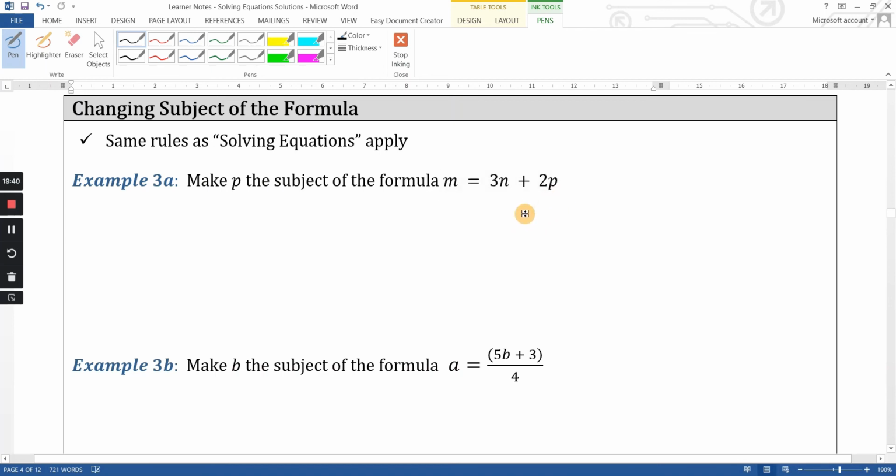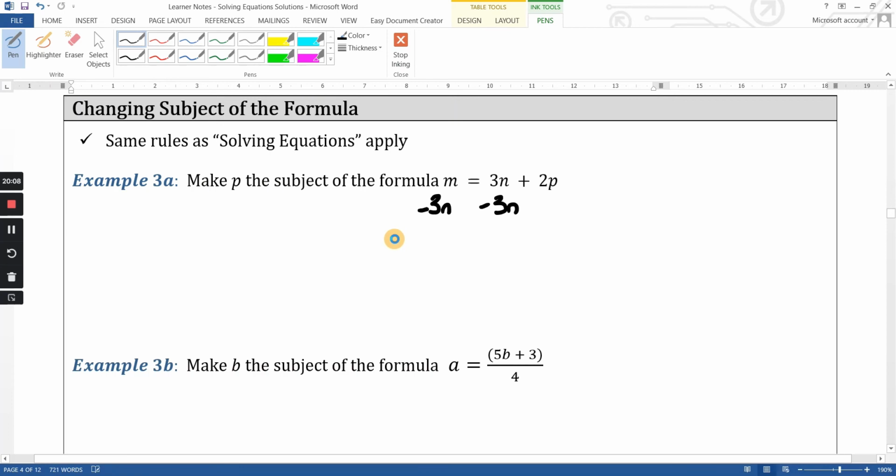So let's get rid of the 3n. Don't want that 3n there. So let's keep the 2p there. I want to keep it on that side. Let's leave it there. Let's get rid of the 3n. So I'll have to minus 3n here, and I'll have to minus 3n on the other side of the equal sign as well. So what does that give us?